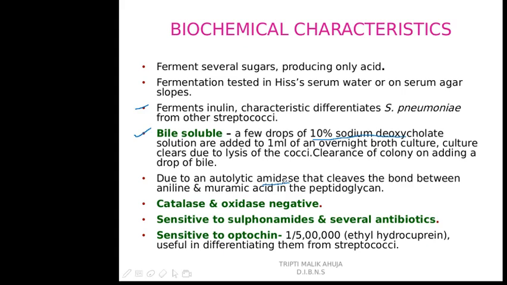The organism is both catalase and oxidase negative. It is sensitive to a number of antibiotics. One more characteristic biochemical test is optochin sensitivity. Optochin is ethyl hydrocupreine. When a 1 in 5 lakh concentration solution is added on the culture plate, the organism shows sensitivity.